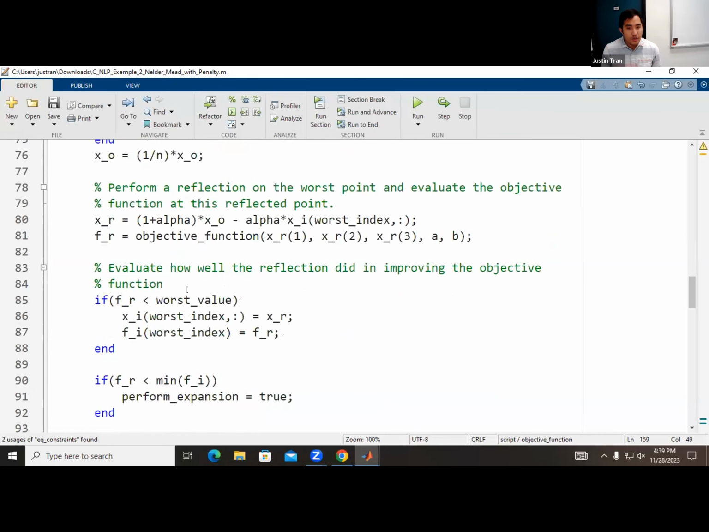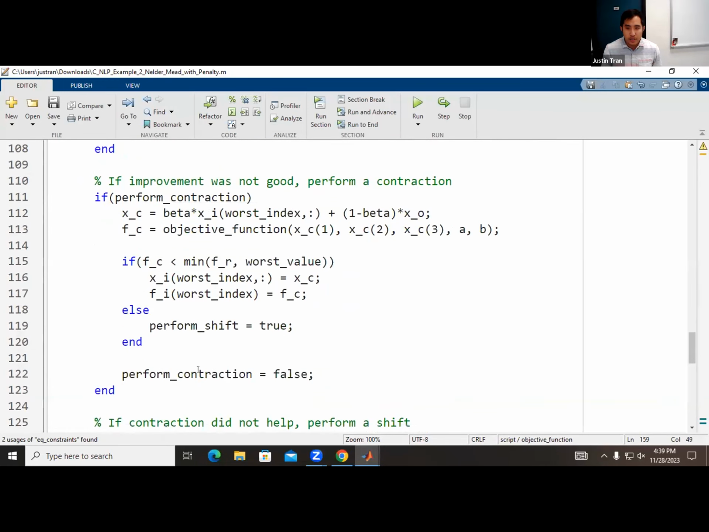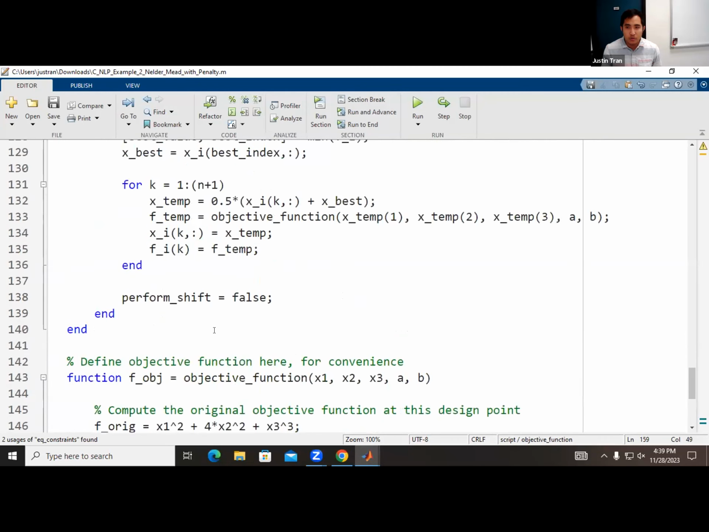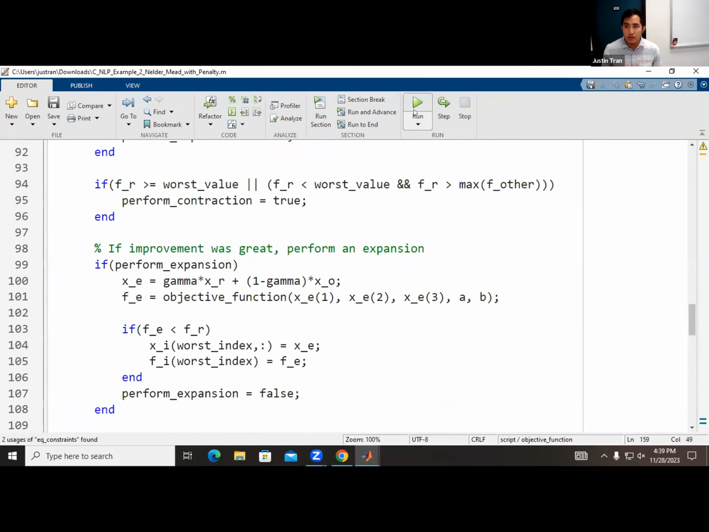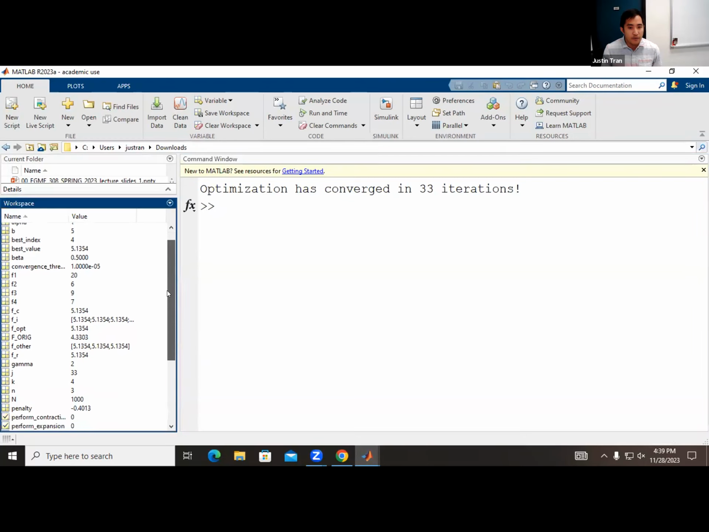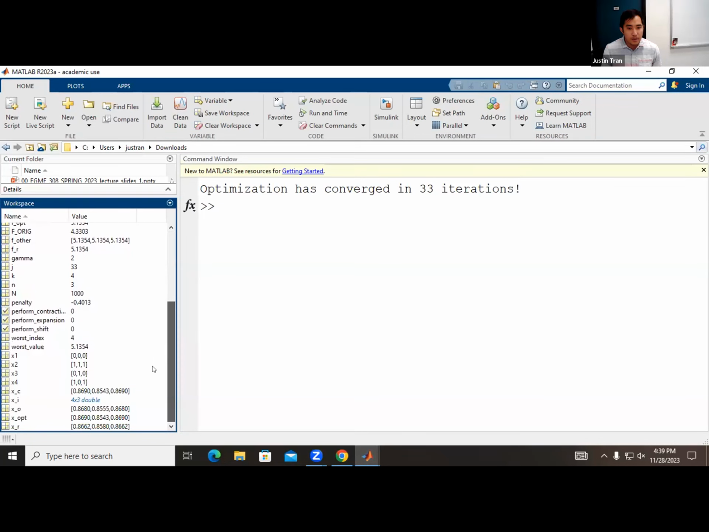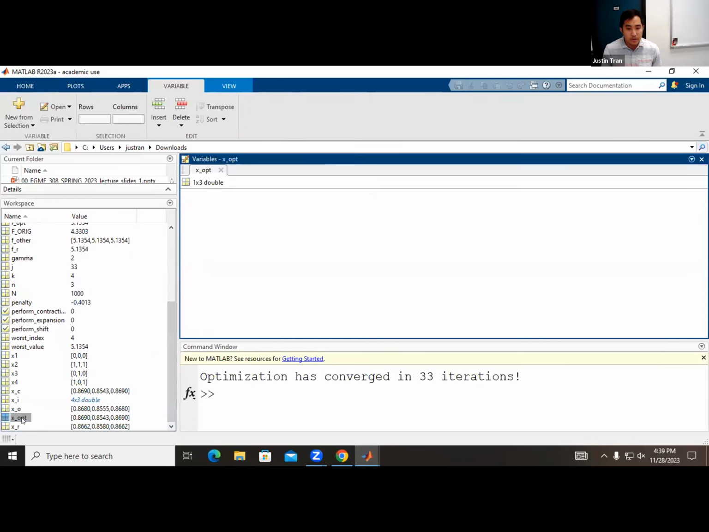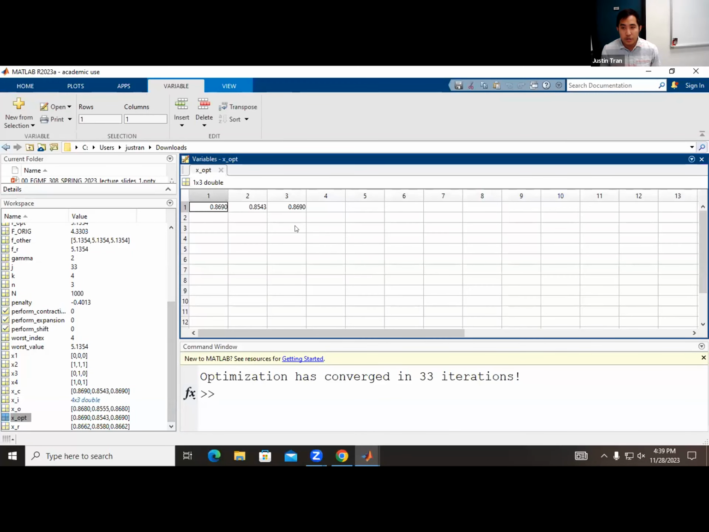Everything else here is just standard Nelder-Mead. So everything here is basically all the same. So let's go ahead and run this code. Okay, so we can see that our optimization has converged in 33 iterations. If we look at the values for x best right here, we got these 3 variables, and the value for x1 is 0.869.